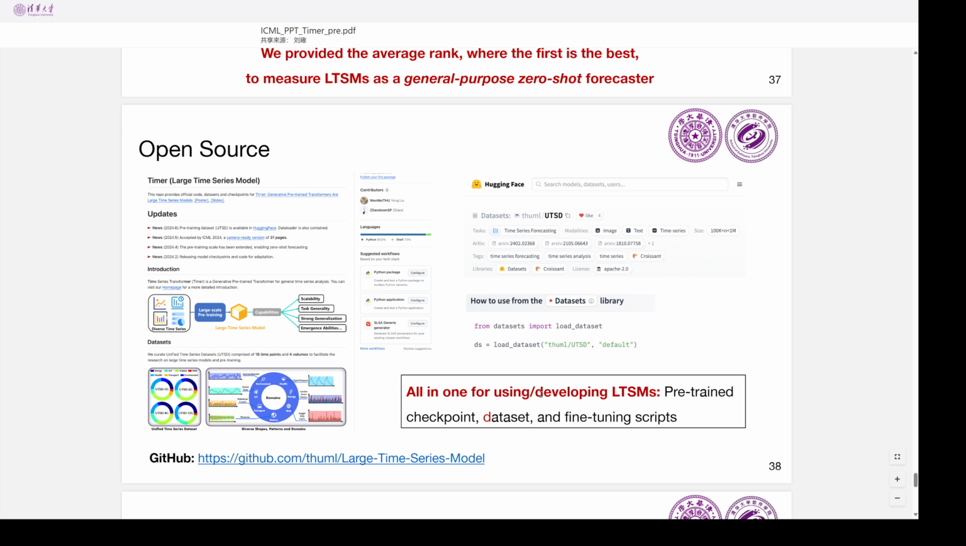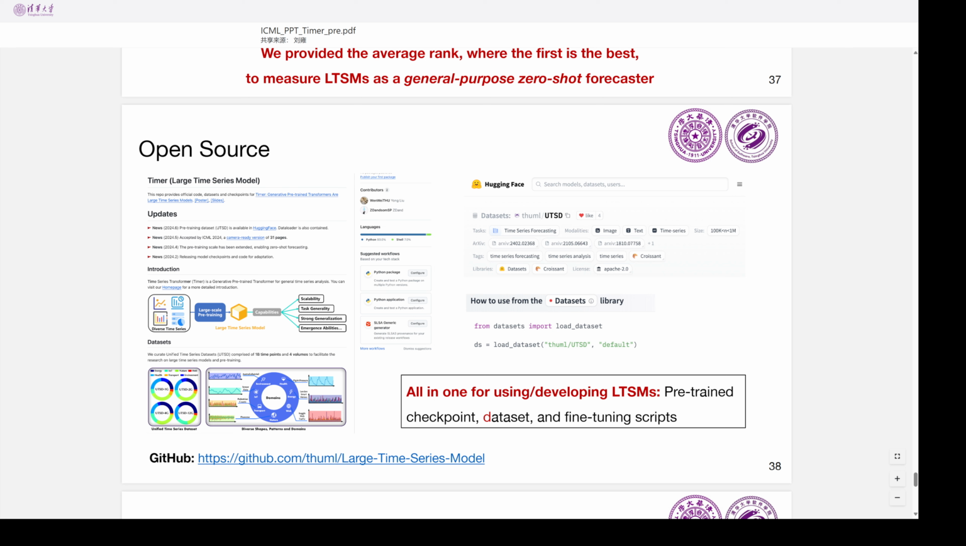Okay, so how did they actually test Timer's scalability? Did they just keep throwing more data at it and see what happened? Well, it's a little more sophisticated than that. They designed some experiments to see how Timer's performance changes when you tweak two things: the size of the model itself, think of it like the model's brain power, and the size of the data set it learns from during that pre-training phase. Got it.